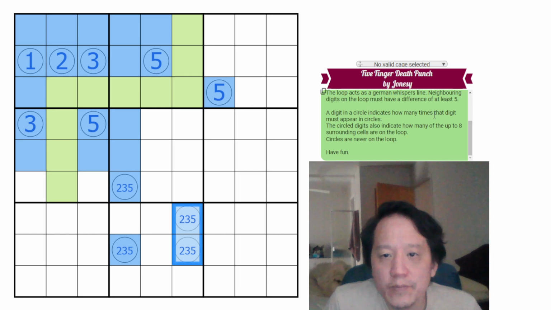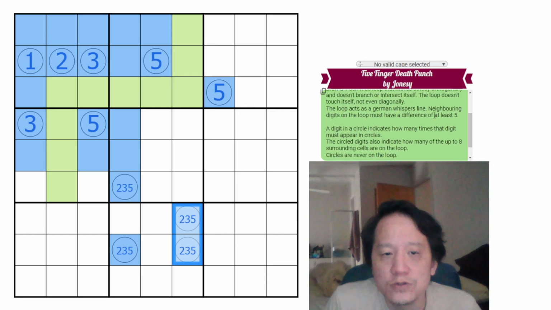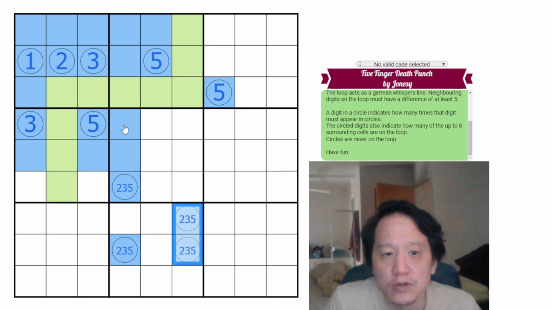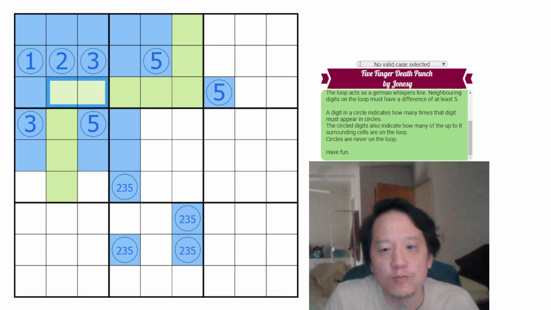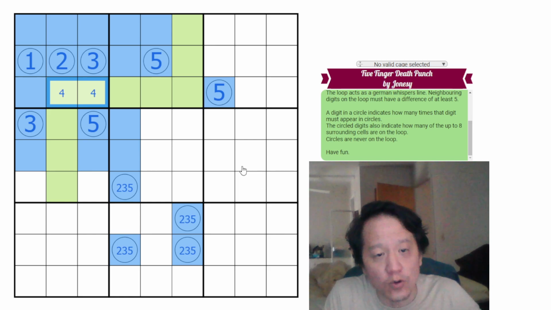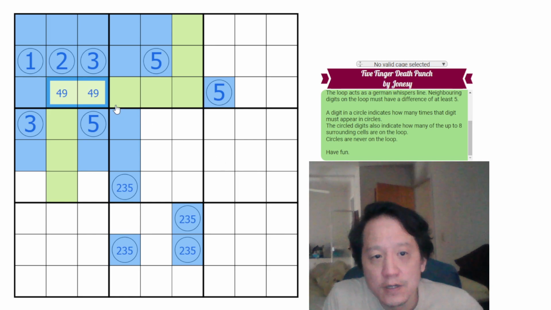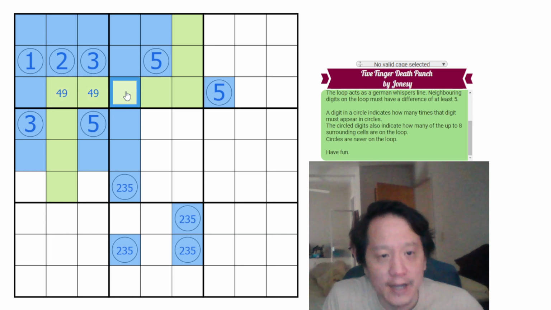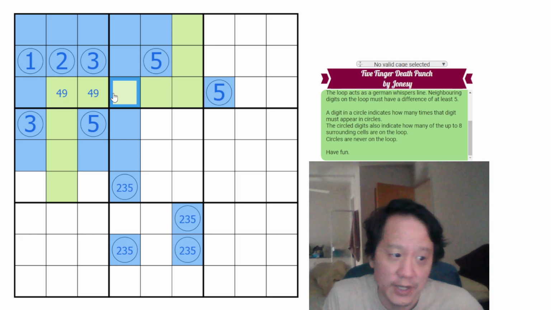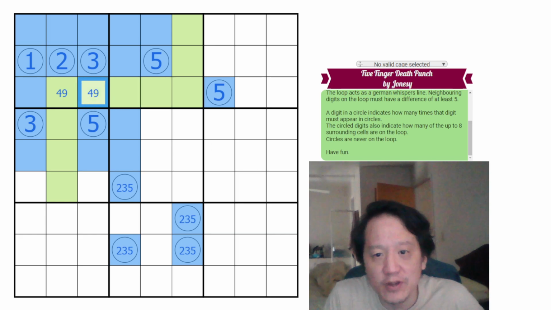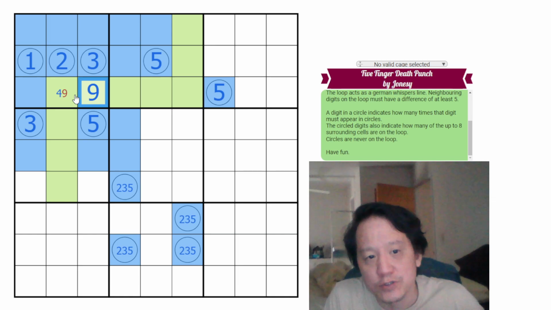Okay. So that's a circle. These also act as German whisper lines, which means one of these has to be a 4, which means the other one has to be 9. This and this cannot be 4 because then it'd be between 9 and something that cannot be a 9. So this cannot be 9. This cannot be 4. So this is the 9. This is 4. This is 9.